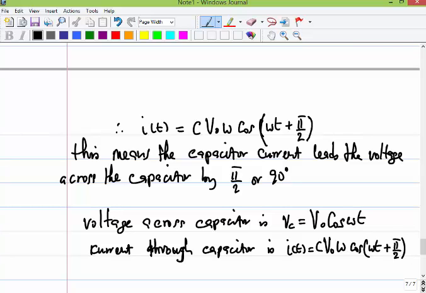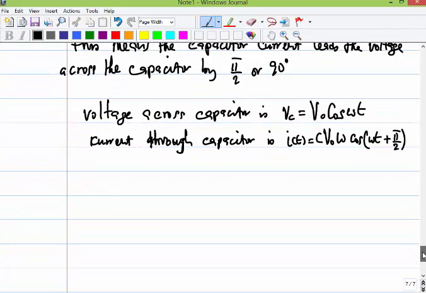So this is just telling us that the capacitor current is ahead of the voltage across the capacitor. We can plot that this way. So we know that the voltage is like that.